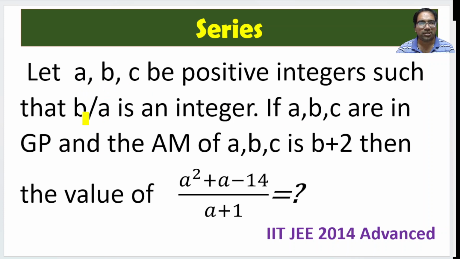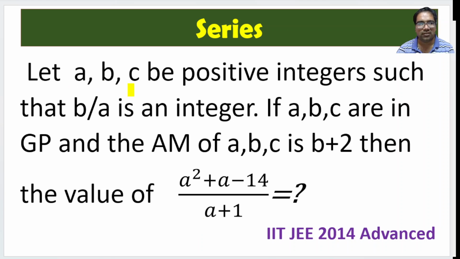Right? a, b, c are in geometric progression. That means the common ratio, b by a and c by b, should be the same, and that should be an integer because b by a is an integer. And the arithmetic mean of a, b, c is b plus 2. Then what is the value of this expression, a square plus a minus 14 by a plus 1? So basically we should be able to calculate what is this a.